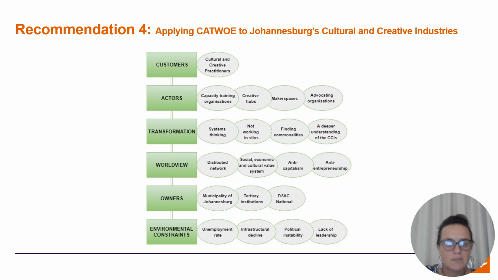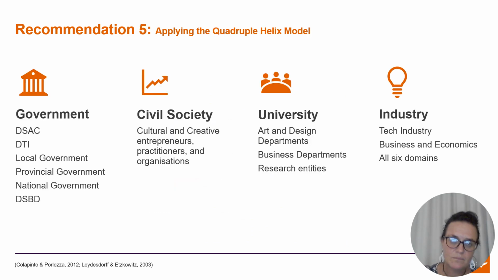The environmental constraints: very challenging environments at the moment in Johannesburg. Unemployment rates are very high, infrastructural decline, political instability, and lack of cohesive leadership across the three components. The fifth recommendation is applying the quadruple helix model. This is the second case study of what is the role of universities, and this is what it is with a bit more detail.